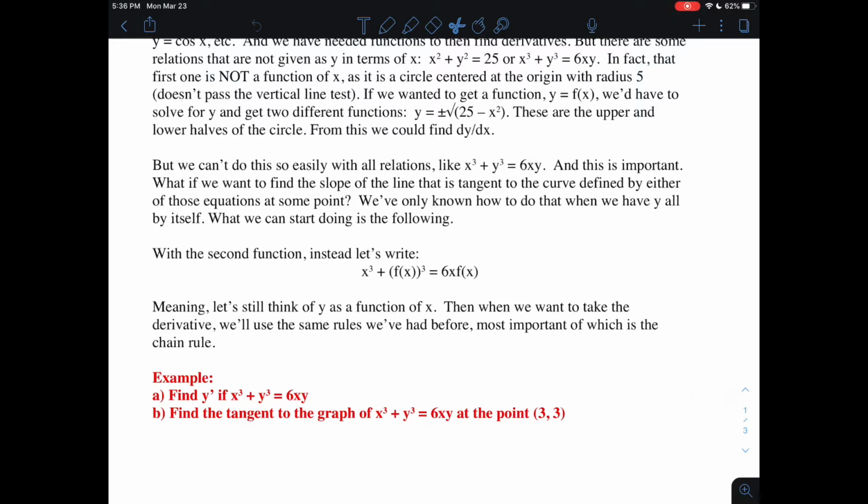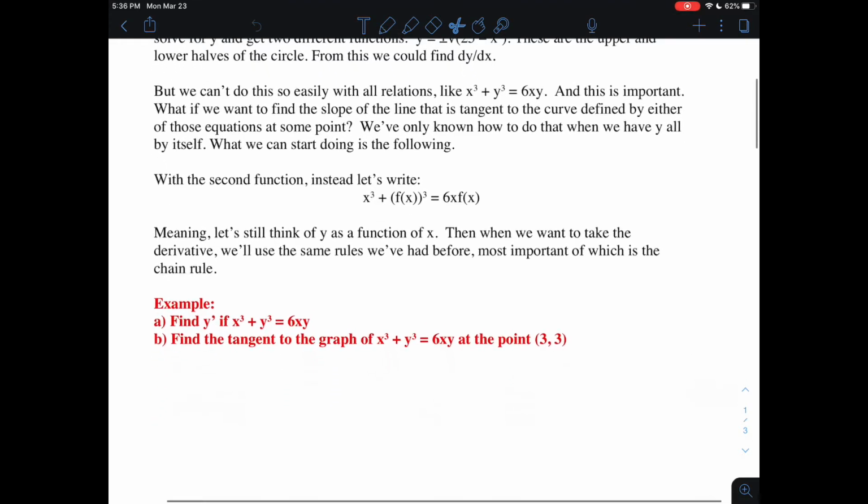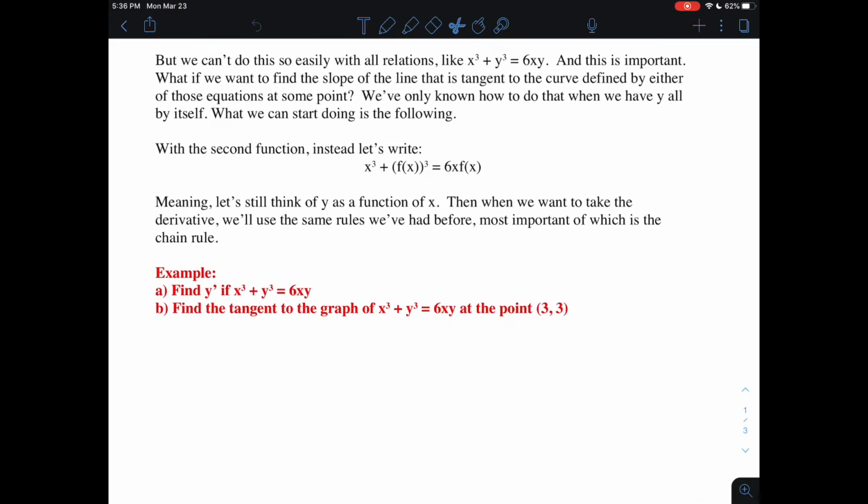Because, for example, what if we wanted to find the slope of the line that is tangent to the curve defined by either of those equations at some point? We've only known how to do that when we have y all by itself. So what we're going to do is take a look at that second expression. Instead of writing it as x cubed plus y cubed equals 6xy, we're going to replace y with f of x, because we can still think of y, the dependent variable, as a function of x, the independent variable. So we write x cubed plus f of x cubed equals 6x f of x.